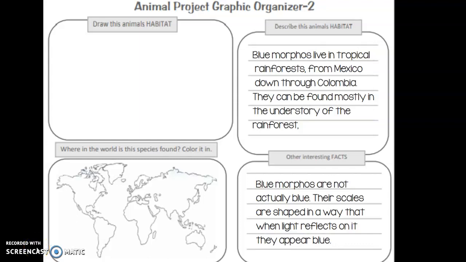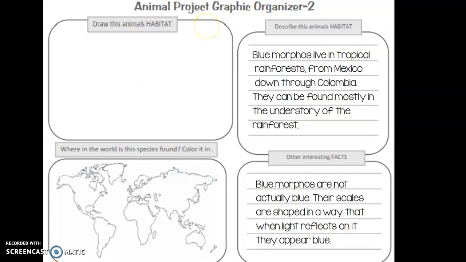So for our second lesson with regards to our 5-paragraph essay for our rainforest animal, you can see here our graphic organizer number 2 has 4 areas. This first area is to draw your animal, and as I said today in the lesson, you can import a picture that you've gotten off of the internet so that you don't need to draw it. Down here on the map, I want you to identify where this animal is found. If you could color it in, just shade it in.